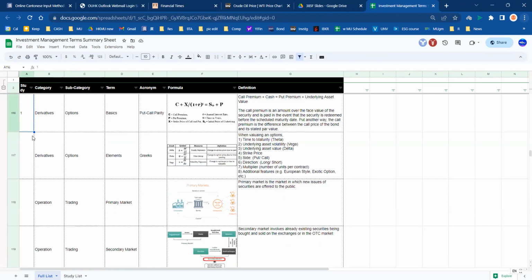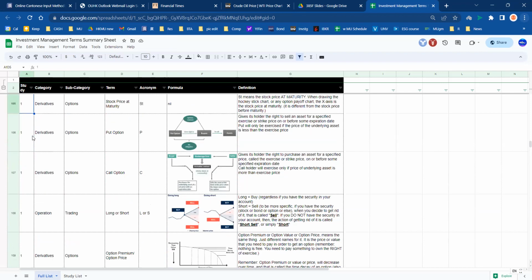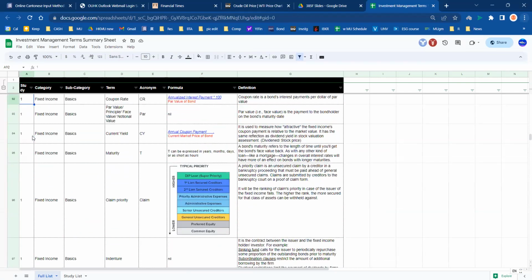So a lot of items are actually not in the quiz. Primary market, secondary market, Greek derivatives, put-call parity? Yes, it is. But a lot of rows will not be included. Bond valuation, forget it. I'm not going to ask you bond valuation. There's no question about bond valuation, but there will be a question on bond price. So those are two different things. I hope you guys understand what I mean by that.